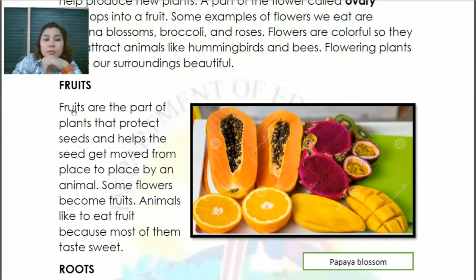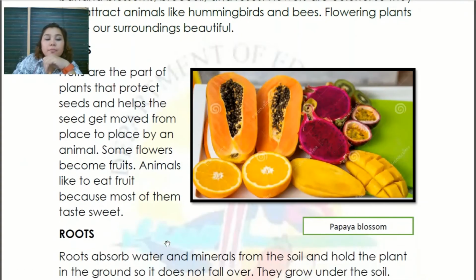Okay, fruits. Fruits are the part of plants that protect seeds and help the seed get moved from place to place by an animal. Some flowers become fruits. Animals like to eat fruit because most of them taste sweet.